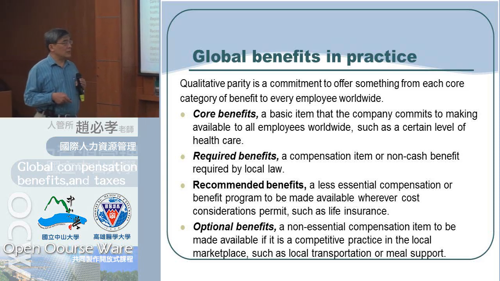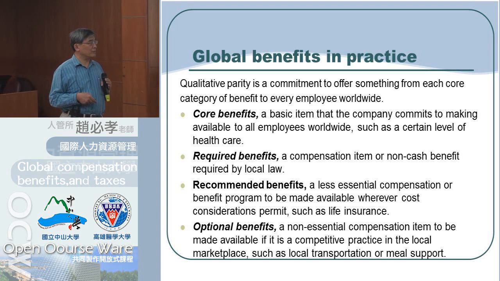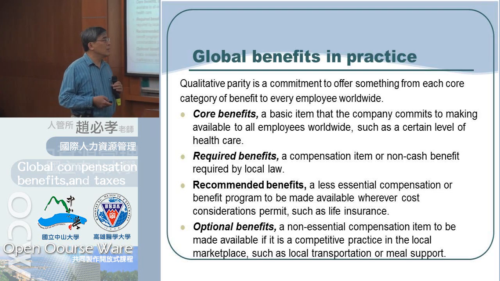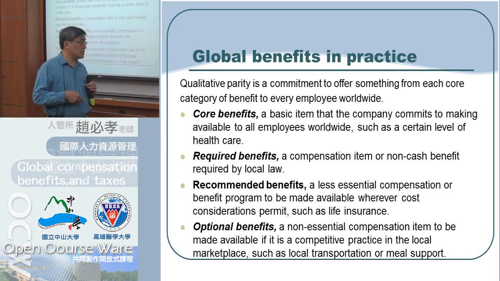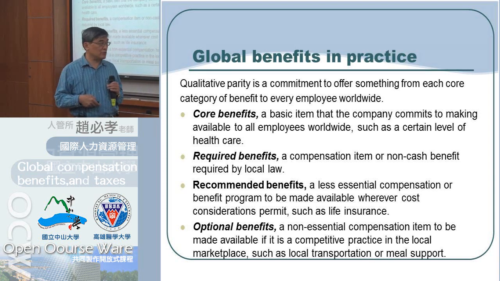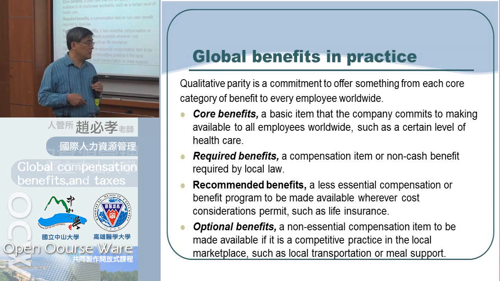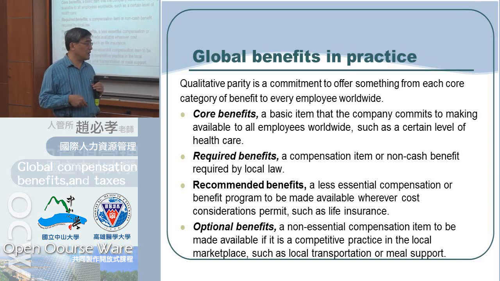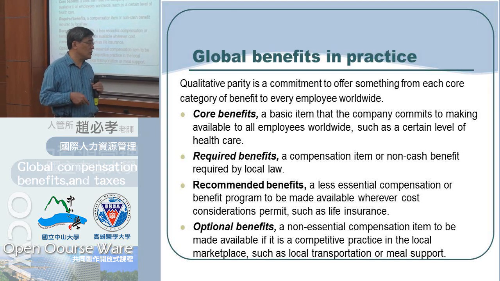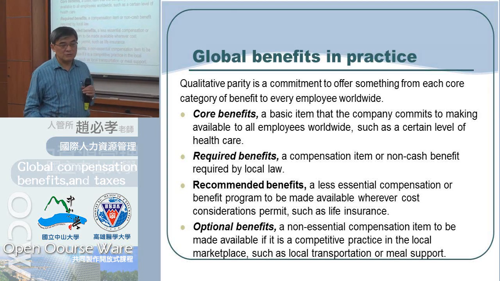And then there is the recommended benefit. Okay, this is a less essential compensation or benefit program to be made available if cost considerations permit, such as life insurance. Okay, and the last is the optional benefit. Now, these are not required and non-essential, right? This compensation item is made available if it's the committed practice in the local marketplace, such as local transportation or meal support.